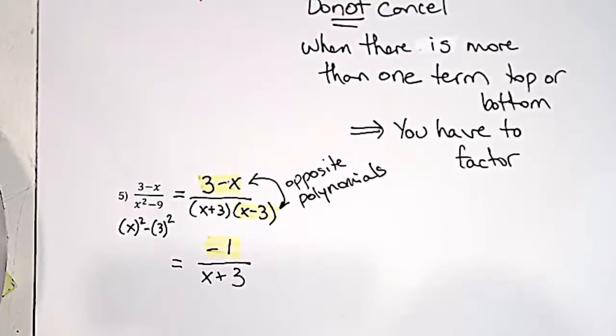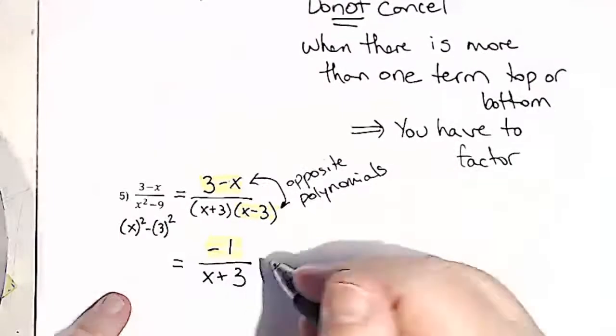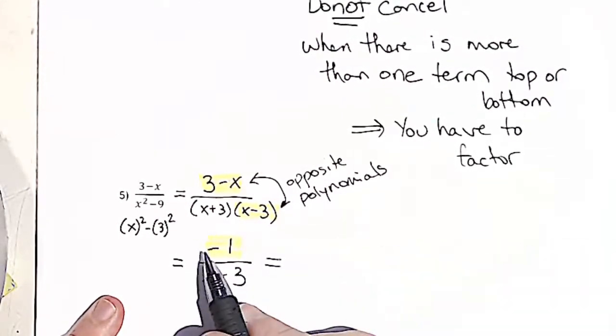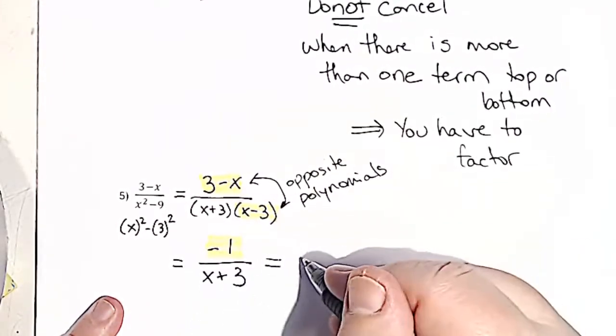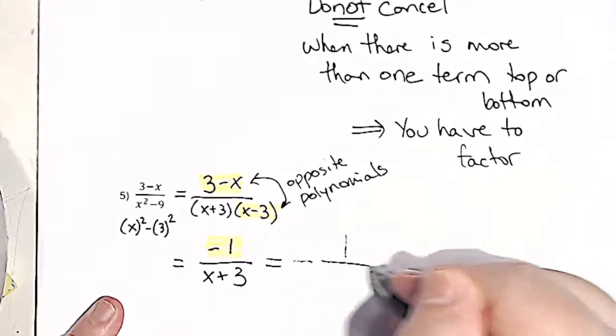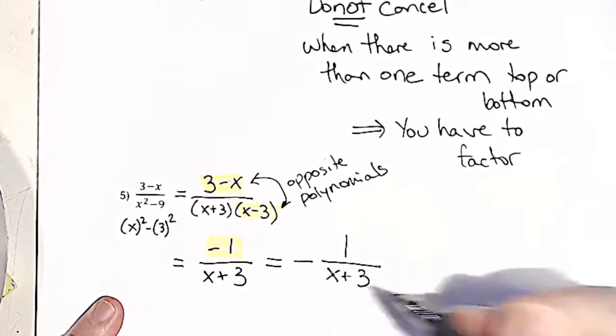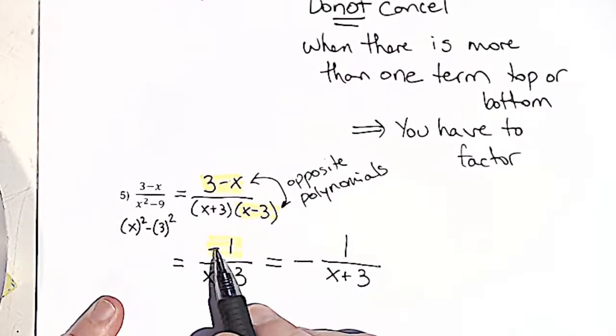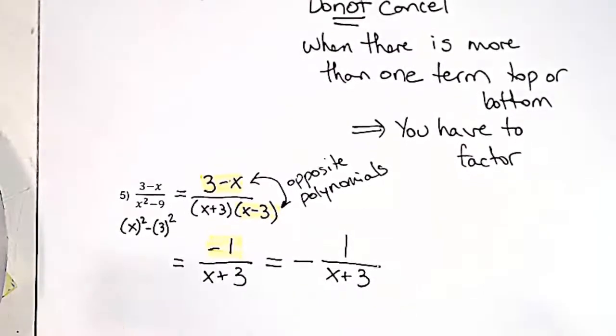When you cancel opposite polynomials, you end up with a negative. Now, a couple things to note about this. This can be written as -1 over x plus 3 or the opposite of 1 over x plus 3. You've got a choice between putting the minus up there and the minus down there.